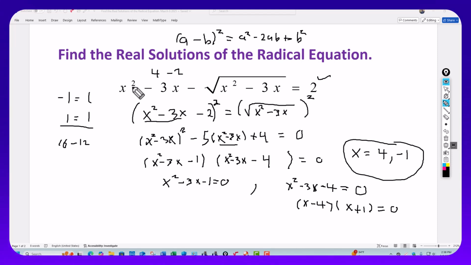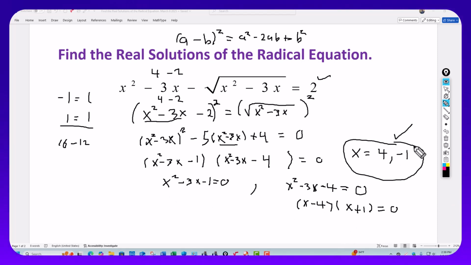Now let's check the negative 1. Put a negative 1 here where the x is. Negative 1 squared is 1. Negative 1 times a negative 3 is 3. So this comes out to 4. I'll go to the inside, the square root here, the radicand, put a negative 1 there. Gives me 4, but the square root of 4 is 2. 4 minus 2 does give you 2. So that checks. So I know for sure these are real solutions.